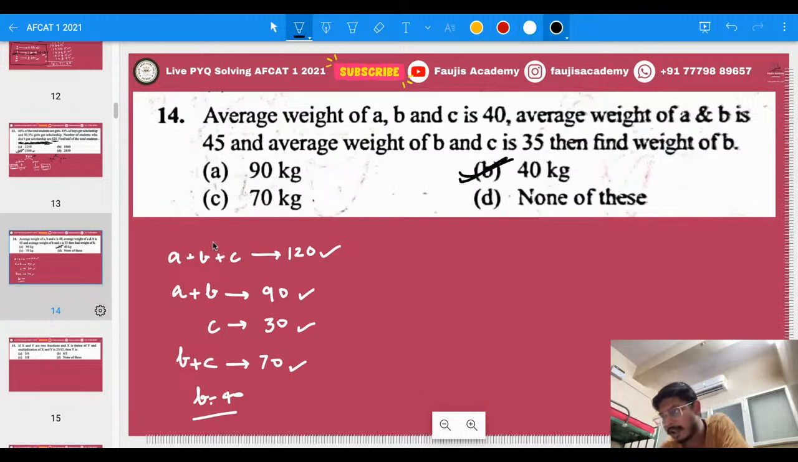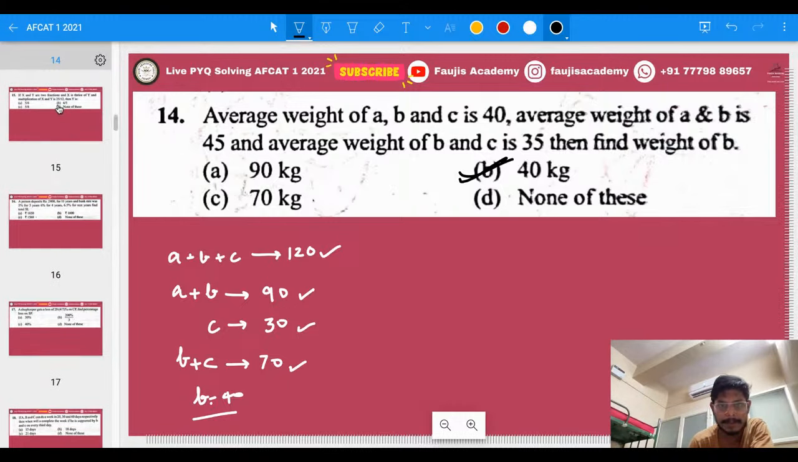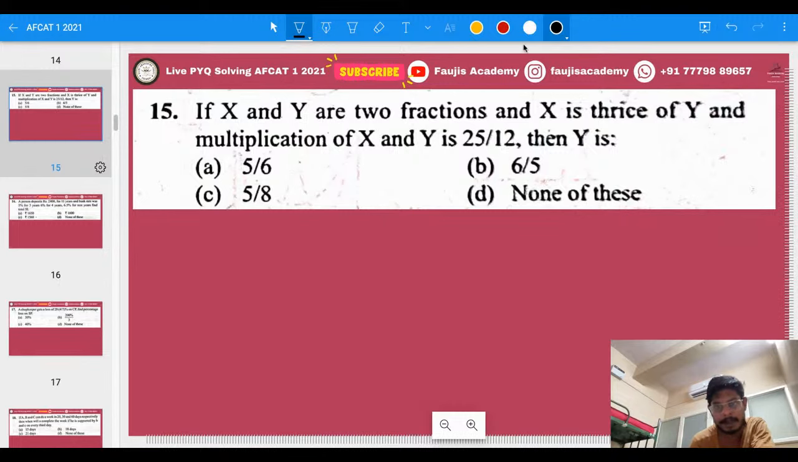What will be the answer? B will be the answer, guys. Okay. Please follow along like this. It will come with lots and lots of practice.